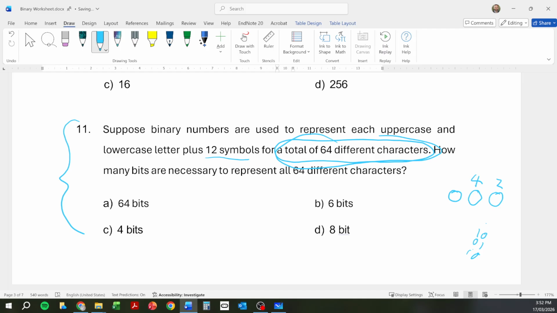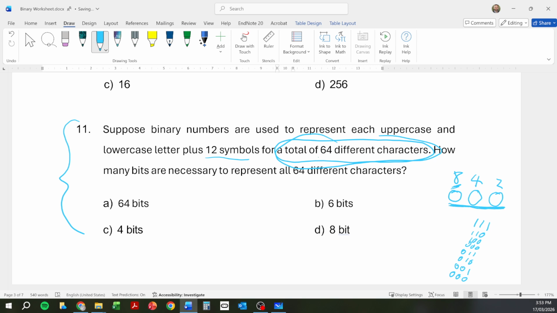If I have another bit, you'll see a pattern here. I can have 1 1 1, 1 1 0, 1 0 0, 0 0 0, 0 1 1, 0 1 0, and then 0 0 1. What have I got now? 1 2 3 4 5 6 7. I'm sure it's 8. What am I missing? 0 0 0. So that's 8 there. So I can represent 8 different characters with 3 bits.